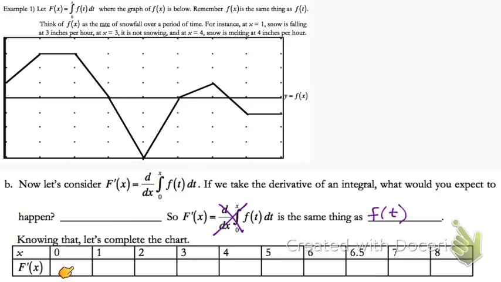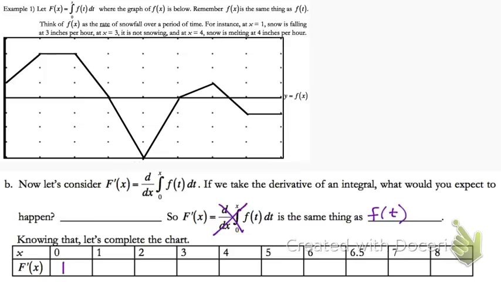It says, knowing that, let's complete this chart. F prime of 0. Well, this is the graph of f of t, or f of x, however you want to call it. If this is the graph of f of x, to fill in this chart, I'm literally just going to read the values from the chart. So at 0, it says this function is equal to 1. At 1, it says the function is equal to 3. At 2, it says the function is equal to 3. At 3, the function is equal to 0. So I'm going to start filling in those numbers.